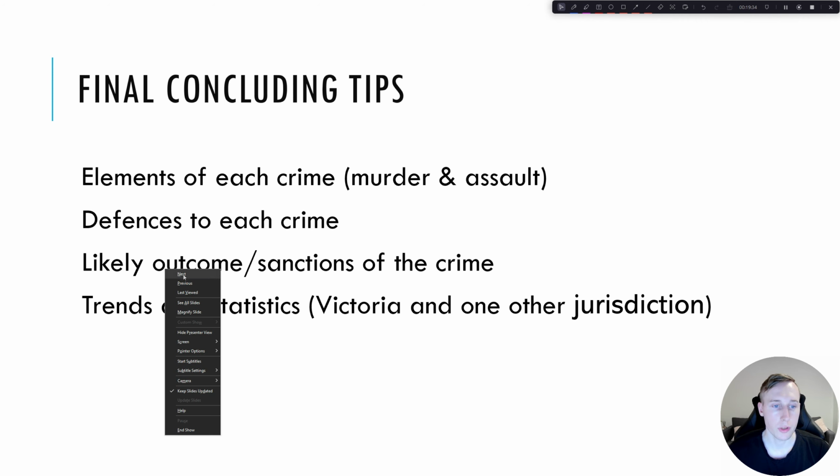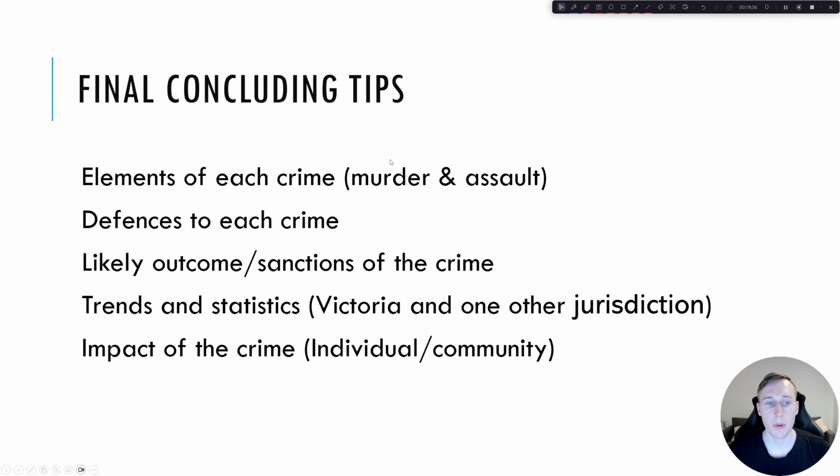The last 2 are the trends and statistics. Remember that you just need to know a couple trends or a couple statistics from Victoria and then 1 other jurisdiction. But like I said, it can be any jurisdiction you have learnt in class. It doesn't have to be New South Wales, it doesn't have to be Northern Territory. And just to wrap up, you need to know the impact of crime on both individual and community. Like I said, have a look at your textbook for some examples, but there are many impacts of crime, so it's very hard to list them all. It all depends on a case-by-case basis.